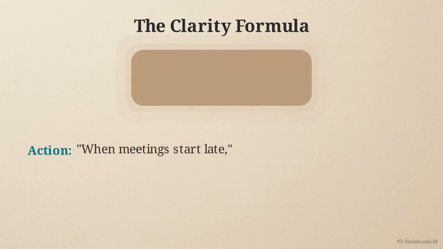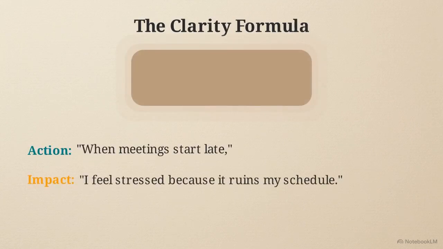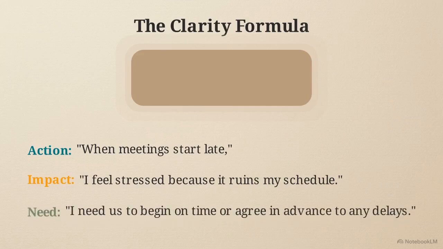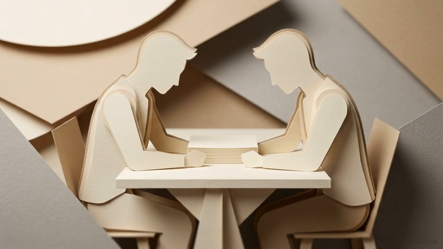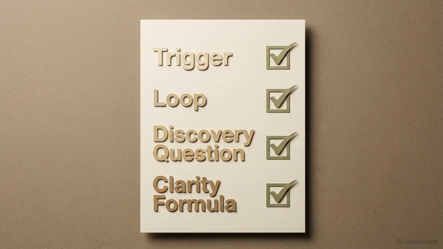Instead of a vague accusation, you say, "When meetings start late, I feel stressed because it ruins my schedule. I need us to begin on time or agree in advance to any delays." Using this rigid structure gives the other person a fair, objective piece of information to respond to. By pairing non-judgmental discovery with hyper-specific clarity, you eliminate the emotional ambiguity that typically derails hard conversations. Look at your paper. You just transformed an impending argument into a structured roadmap for dialogue.